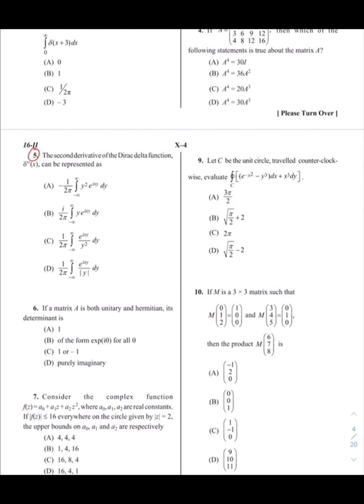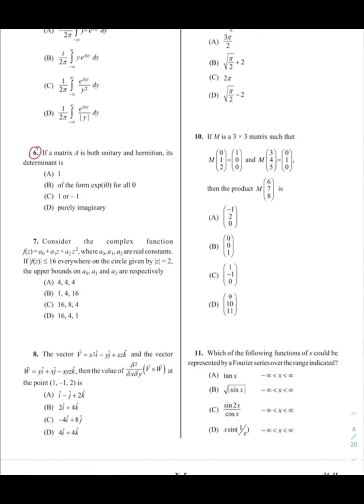In this problem, we had to find the second derivative of the Dirac delta function. So note that the definition of the Dirac delta function is 1 by 2 pi integral from minus infinity to infinity e to the power i x y dy. Now when you take the second derivative of the Dirac delta function, you are essentially taking down an i y factor twice, which simplifies to minus 1 by 2 pi integral y square e to the power i x y dy. So the first option is the correct one.